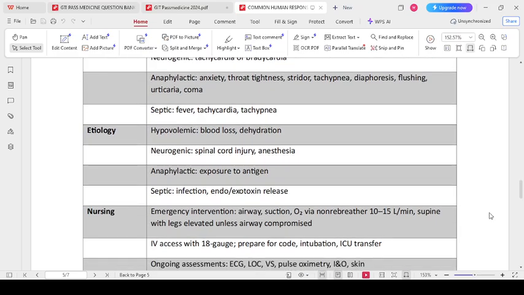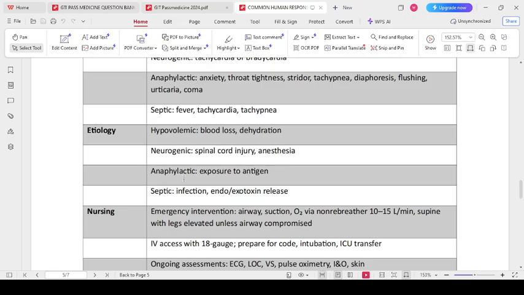What are the etiologies of these types of shock? Hypovolemic etiology can be blood loss, or dehydration due to loose motions from diarrhea. Neurogenic can be due to spinal cord injury, or it can be due to anesthesia effects.